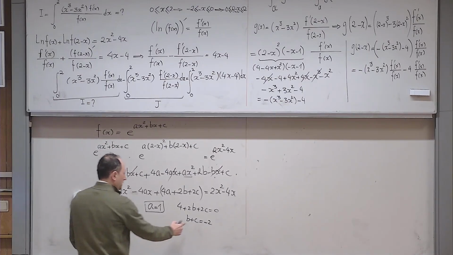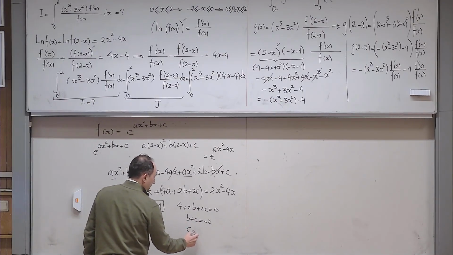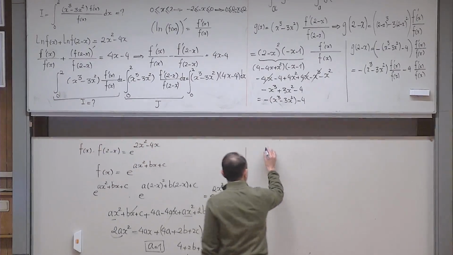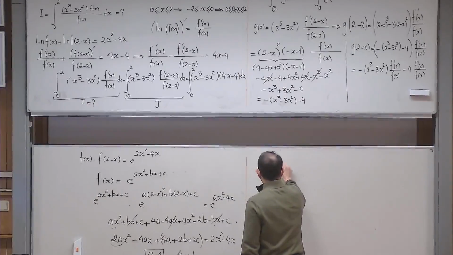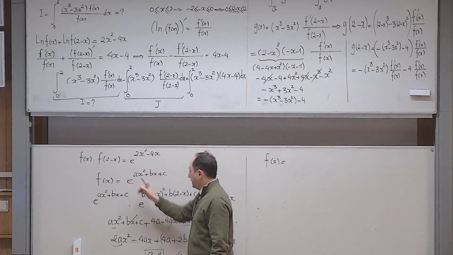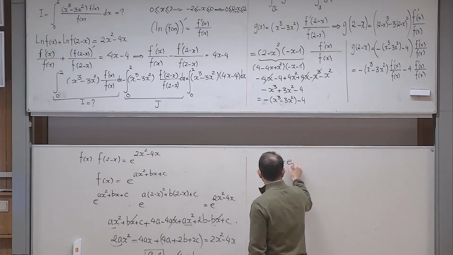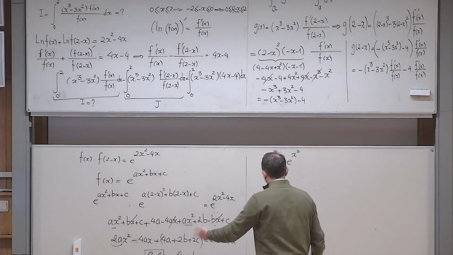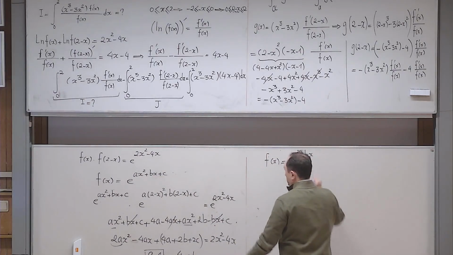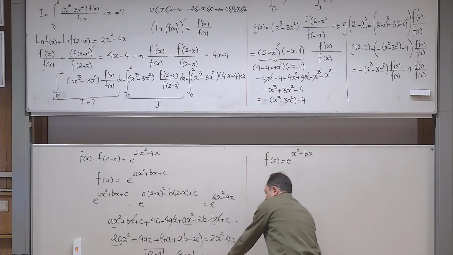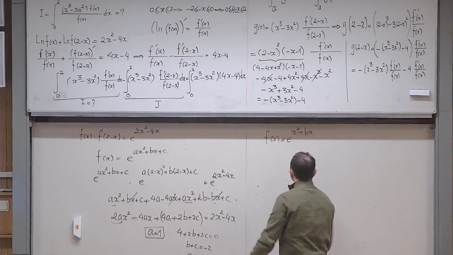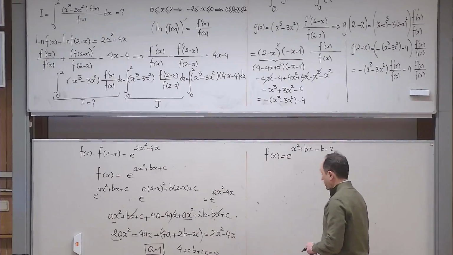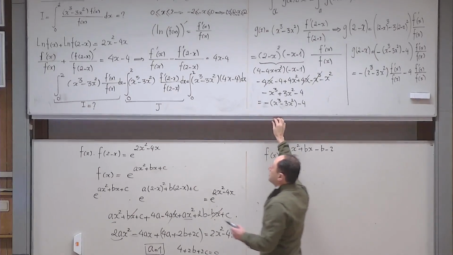Okay, so from here, what can I get? I can get c is minus b minus 2. And then it means that my function f of x, which was this function, a is 1, so it becomes e to the power of x squared plus b x plus c, where b is b, but c is minus b minus 2. Yes, so I put it there.